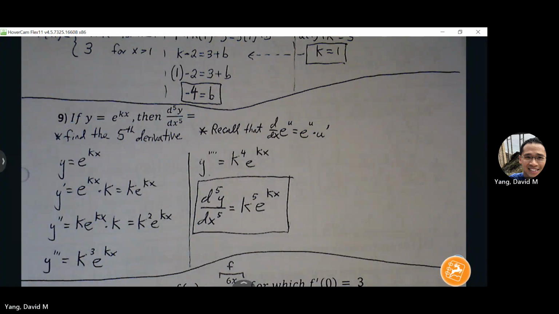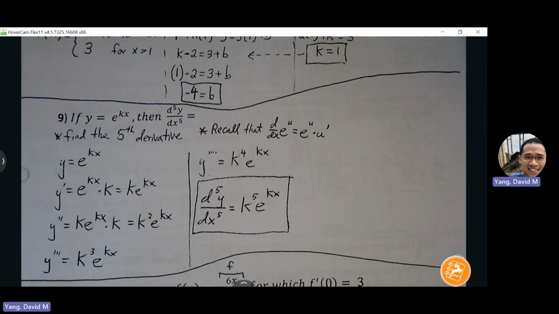Number 9, find the fifth derivative. Sounds daunting, but we just have to follow the pattern. Remember, k is just a number. How would you handle this problem if it was e to the 3x? You would say 3 e to the 3x. Same thing here: y prime equals k e to the kx.